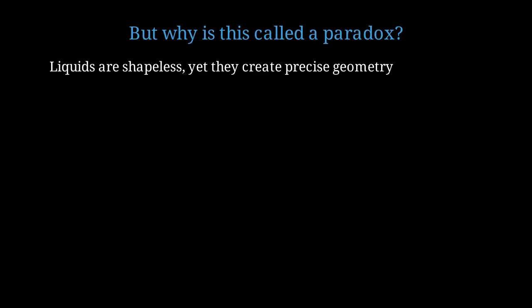Now you might ask, why do we call this a paradox? Here's the paradox. How can a liquid, which is formless and flows freely, create precise geometric structures? Liquids themselves have no inherent shape. They conform to whatever container they're in. Yet when coupled with a flexible membrane, the liquid-air interface acts like an invisible sculptor, folding the membrane into mathematically precise polyhedra, cylinders, and other geometric forms.